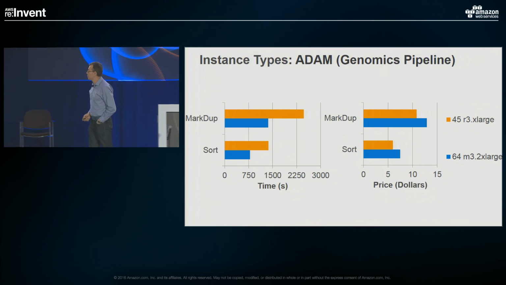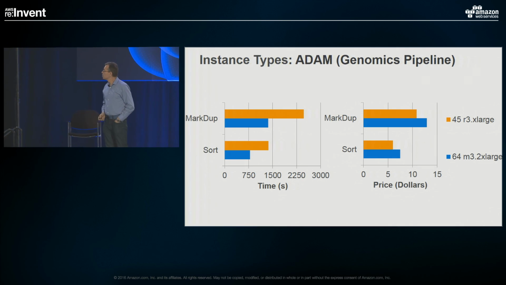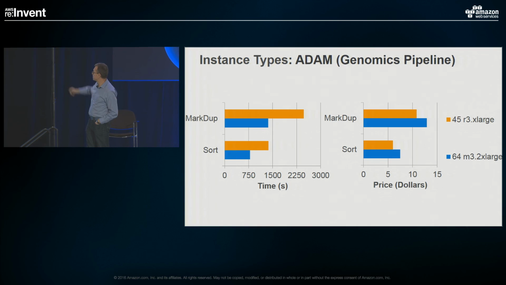Finally, here is a more realistic application. There are a set of 2 operations in a genomics pipeline we built at Berkeley, ADAM. Just look at the first 2 top groups of bars. Here we have 2 configurations: orange is 45 R3 X large instances, and green and blue is 64 M3 2X large instances. On the left-hand side, you see the time it takes to run these operations. On the right-hand side, you see the price for each configuration.